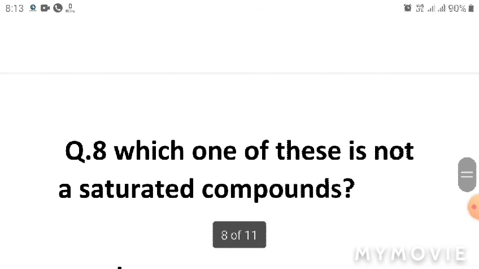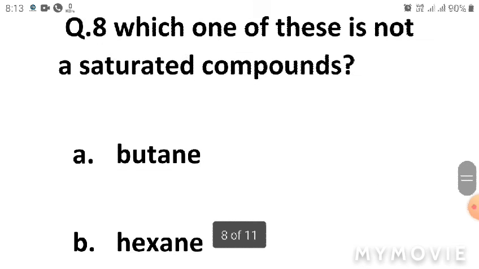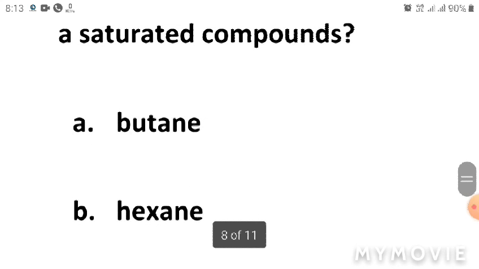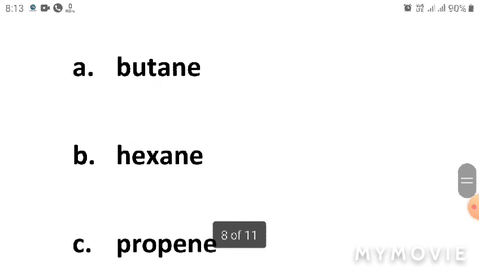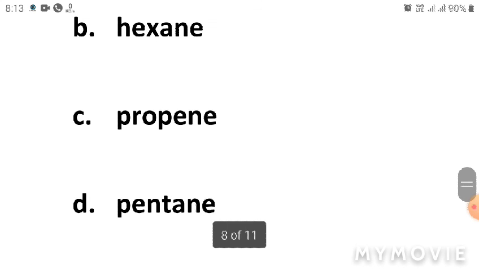Which one of these is not a saturated compound? Here, some time ago, we discussed saturated and unsaturated compounds. Options have been given: A. Butane, B. Hexane, C. Propene, D. Pentane.